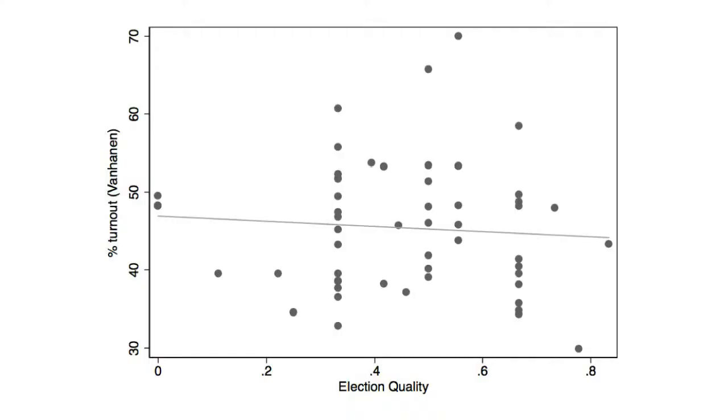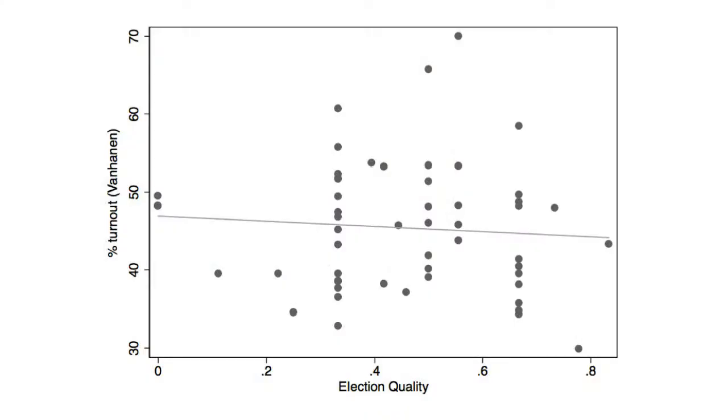This is a different measure of democracy. This is the Vanhanen measure. This is even worse than the last one. There's absolutely no correlation between voter turnout and election quality. Voter turnout can tell us nothing about election quality. Therefore, if we think that voter turnout is a good indicator of democracy, we should seriously reconsider this after looking at this graph. Vanhanen, who uses voter turnout, might not be able to tell us much about the quality of elections that take place.